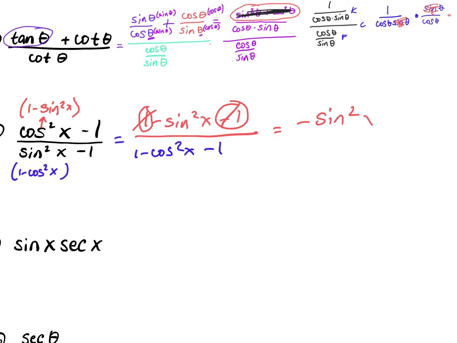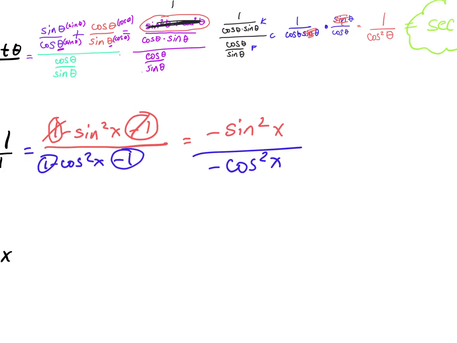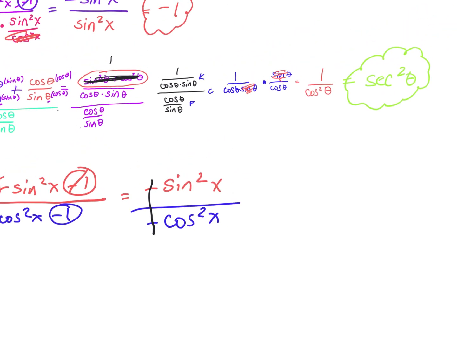So now on the bottom, let's simplify. 1 and negative 1 do what? Cancel out. So I have negative cosine squared x. Yes? Okay. What's a negative divided by a negative? Okay, so this becomes positive. And guys, can I simplify this a little more? What's sine over cosine the same as?